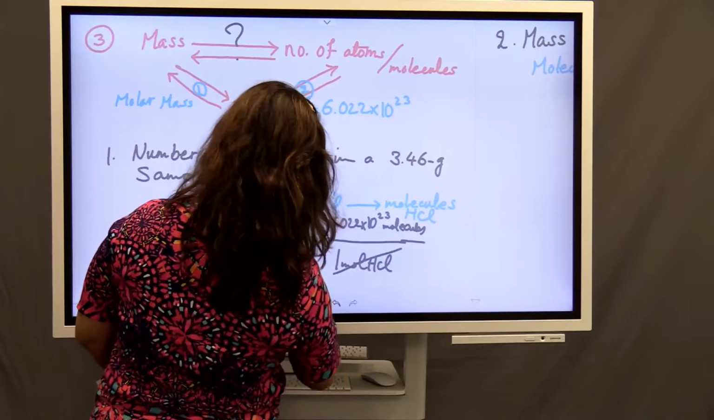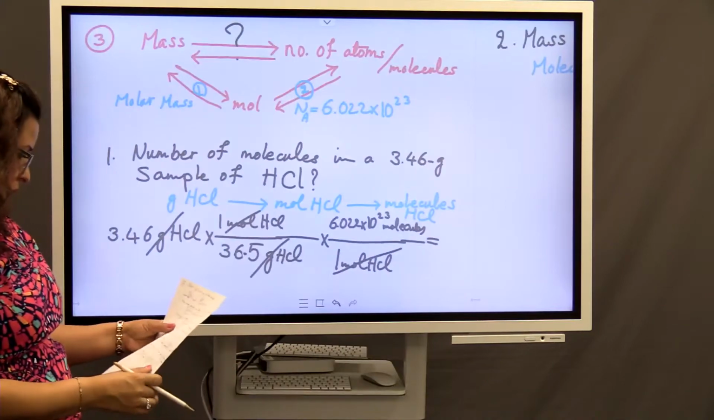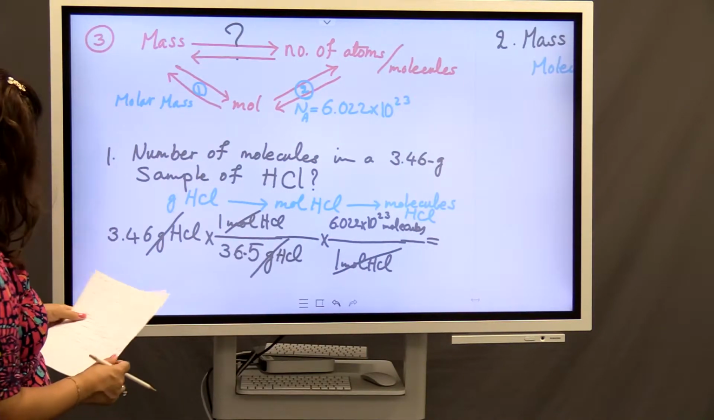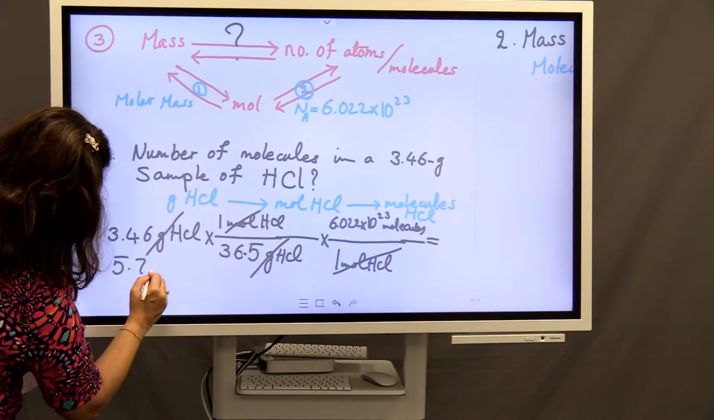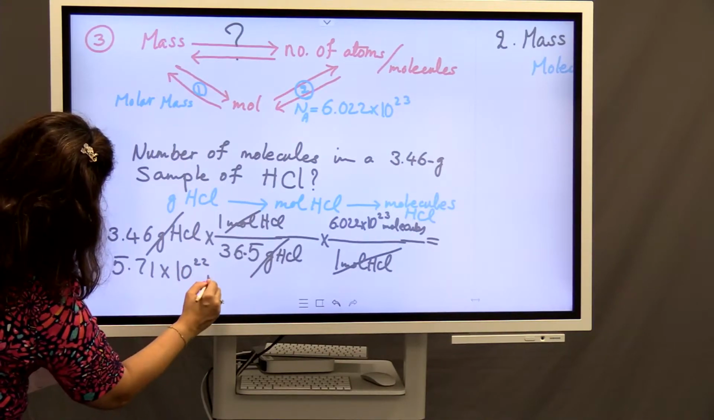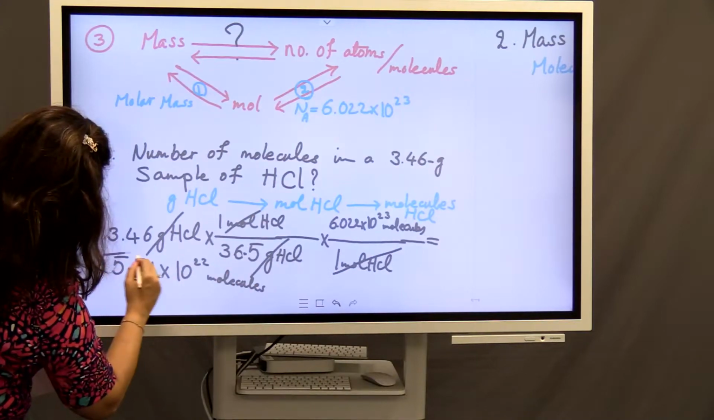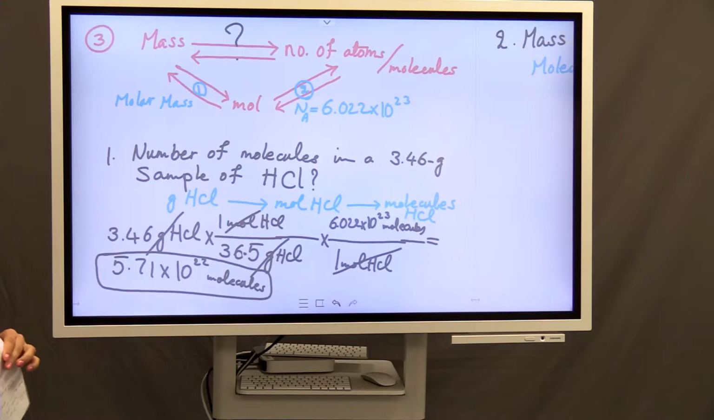Okay, so I don't have that much space, so I will write it here. I have the answer for you. It is 5.71 times 10 to 22 molecules. We started with 3 sig figs, so we have the answer in 3 sig figs. Okay?